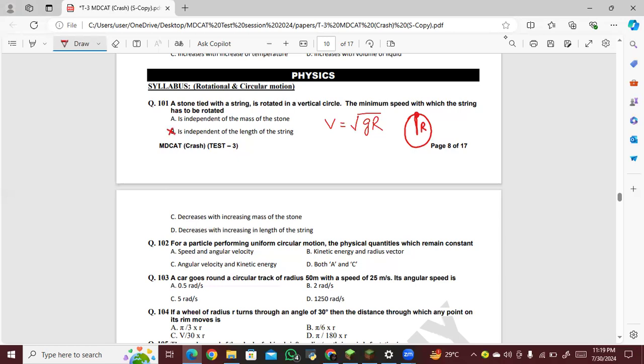Decreases with the increase in mass of the stone, but it does not depend on mass. Decreases with the increase in length. So it is clear that if you increase the length, radius increases and speed increases. So these are also incorrect. So A is the right option: is independent of the mass of the stone. So A is the correct option.